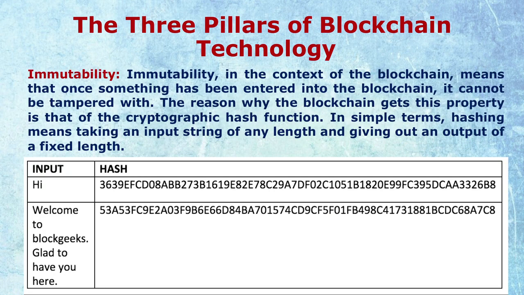The third pillar, as you can see on the screen, is immutability. Immutability in the context of the blockchain means that once something has been entered into the blockchain, it cannot be tampered with. The reason why the blockchain gets this property is because of the cryptographic hash function. In simple terms, hashing means taking an input string of any length and giving out an output of a fixed length. Now, let us understand what a block is with the help of this image.